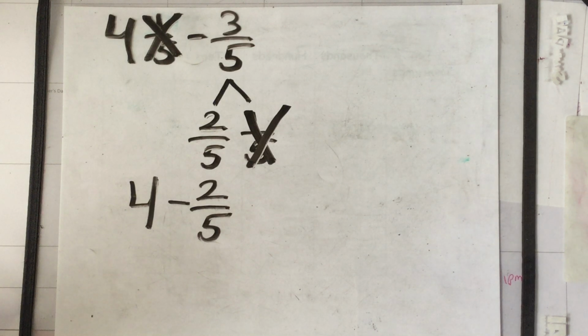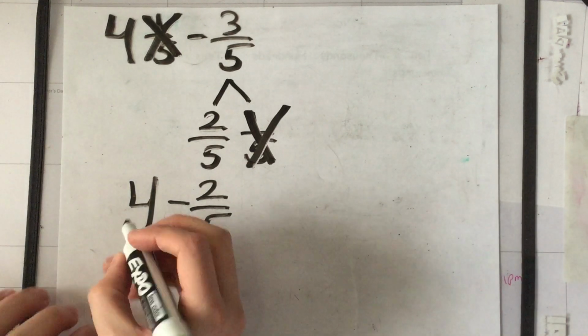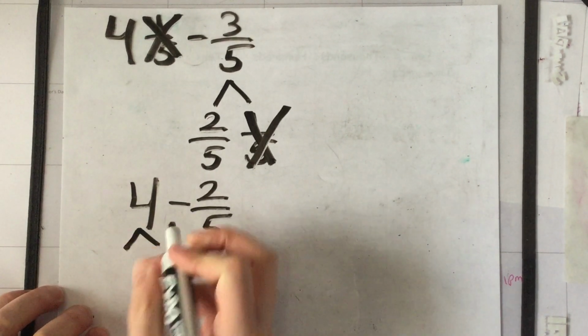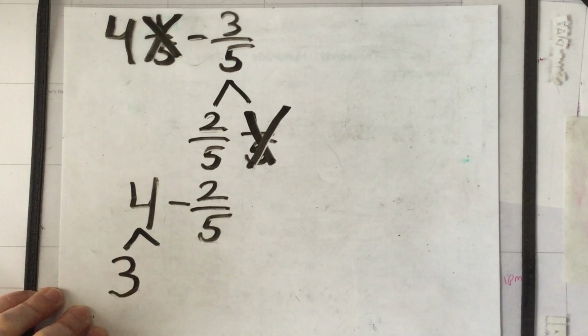Okay. Well, now we need to write that 4 in a way where we can take 2/5 from it. And we want to leave our answer as a mixed number. So we're going to try to make this as small as possible. I know that 2/5 is less than 1 whole. We just know that because the top number is bigger. So what I can do is take 1 whole out of that 4, leaving me with 3.